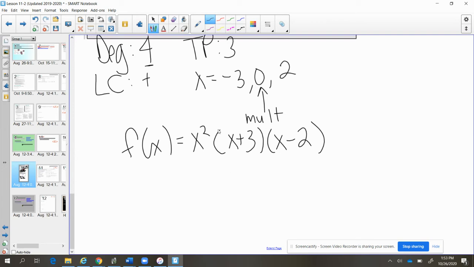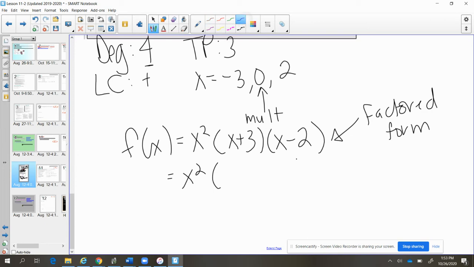Here's what I want to also talk about: standard form. So this is our factored form, and again, we like factored form, a little bit less work. We could also expand this to standard form. So I'm going to start by doing that with expanding the x plus 3 and the x minus 2.